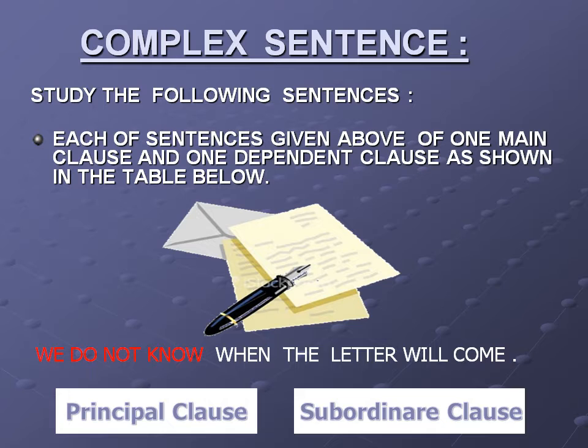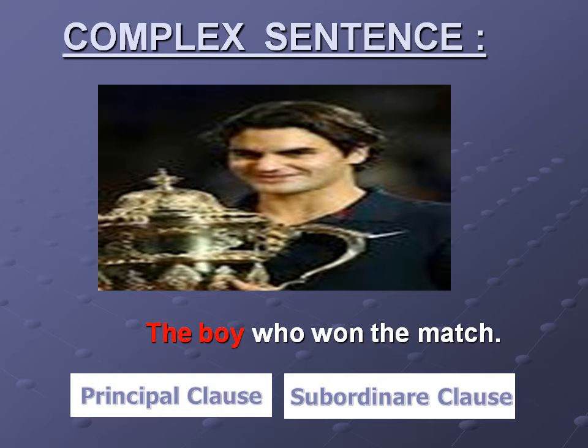Complex sentences. Study the following sentences. Each of the sentences given above has one main clause and one dependent clause, as shown in the table below. We do not know when the latter will come. Principal clause, subordinate clause. Complex sentences. The boy who won the match. Principal clause or subordinate clause.